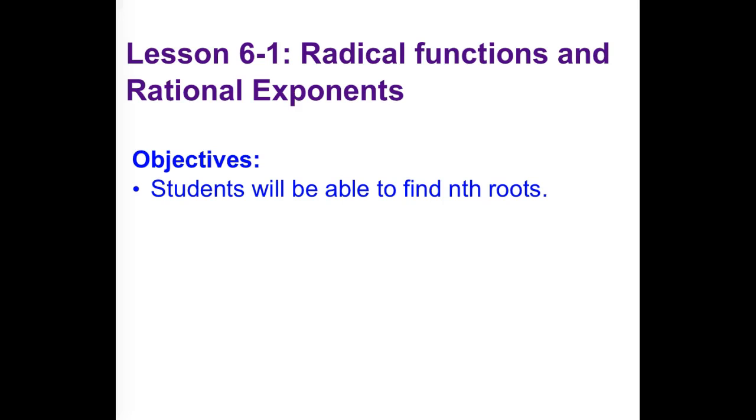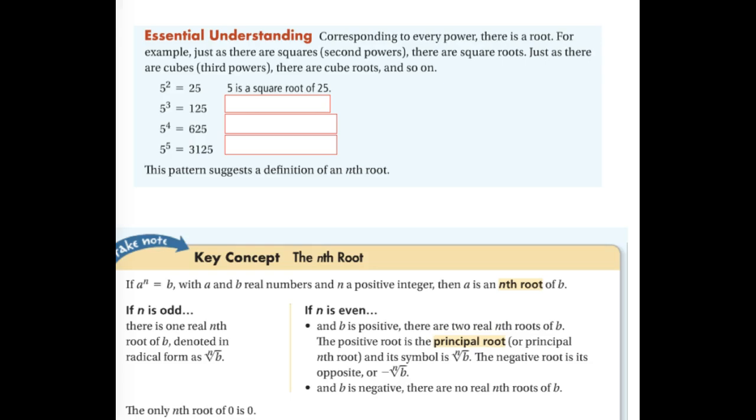Okay? The one thing that makes this section more difficult is there are several little picky details that you have to pay attention to. The questions aren't long and complicated, but we do have to watch for those picky details. Okay? First thing it says, corresponding to every power there is a root. For example, just as there are squares or second powers, there are square roots. So in this first line, it says 5 squared is 25. We could turn that around and say then 5 is the square root of 25. Okay, it's the number that was raised to the power to make 25.